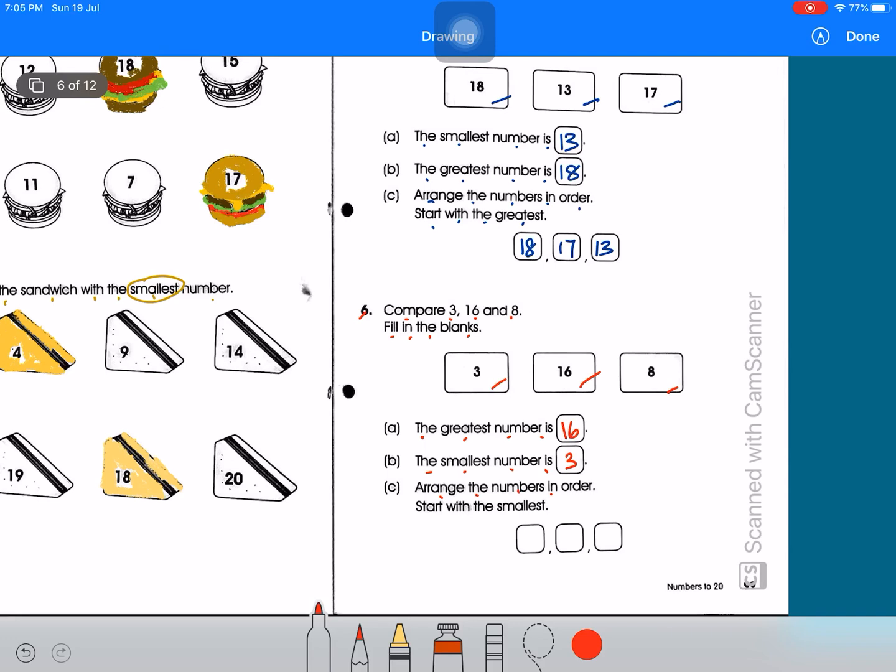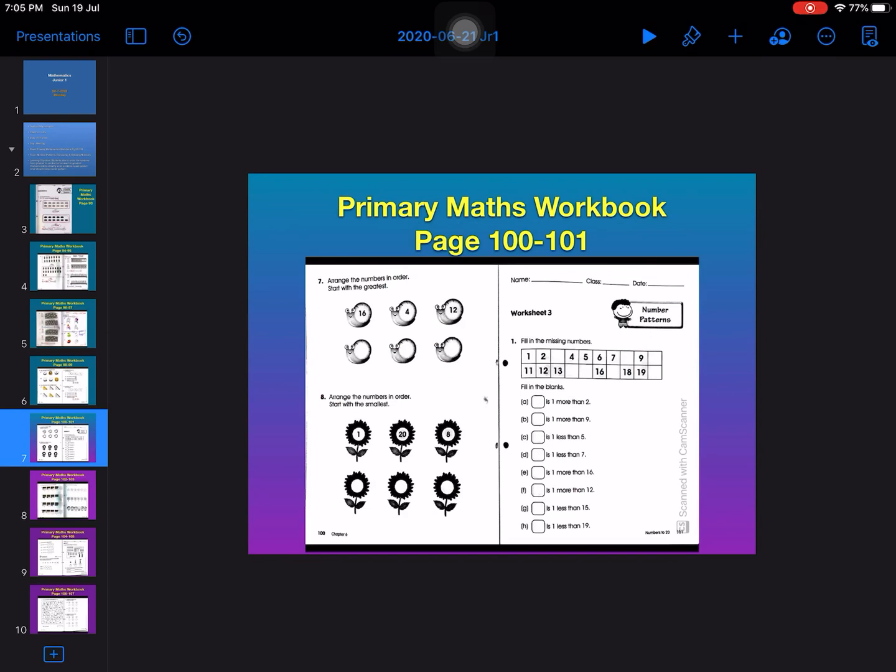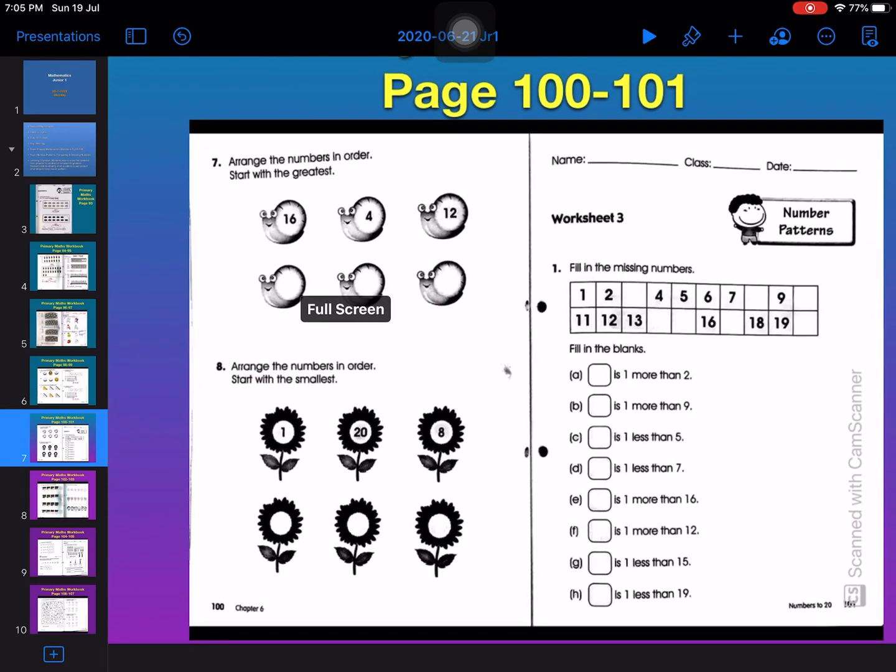Arrange the numbers in order. Start with the smallest. So this one we need to start with the smallest number. So among 3, 16, and 8, 3 is the smallest, followed by 8, and then 16 the greatest. Okay, done already here. So we move on to exercise number 7.